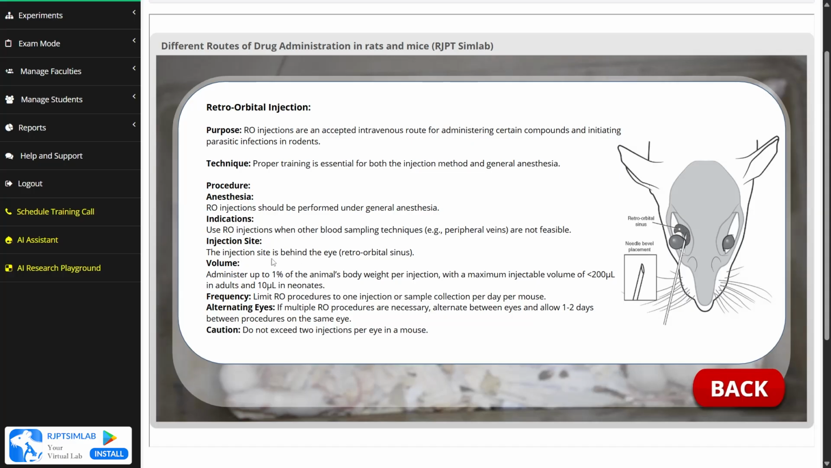The injection site. The injection site is behind the eye, the retroorbital sinus. As we can see, this is the eyeball, and the retroorbital sinus region is behind the eye.